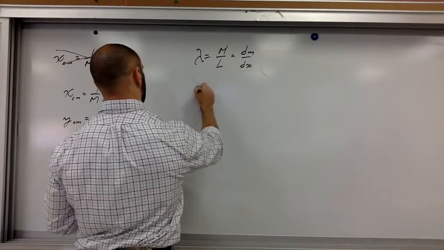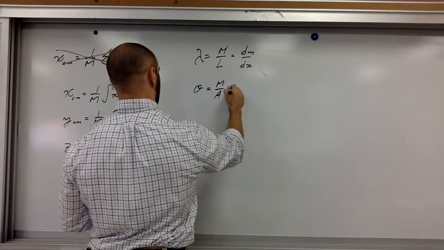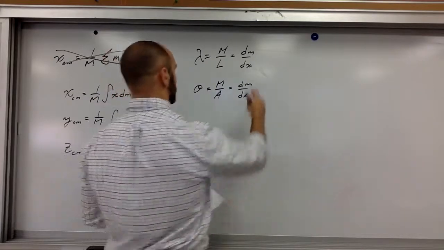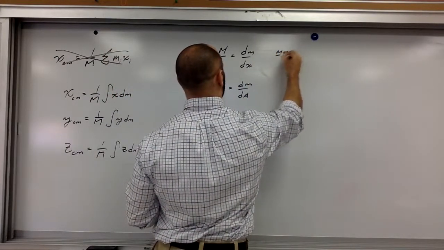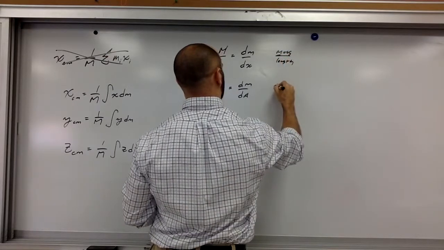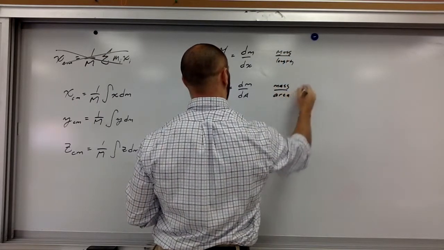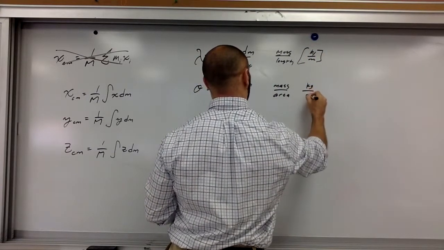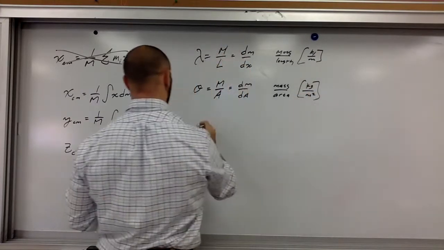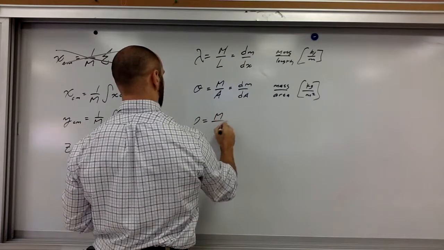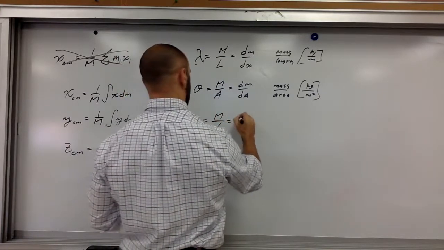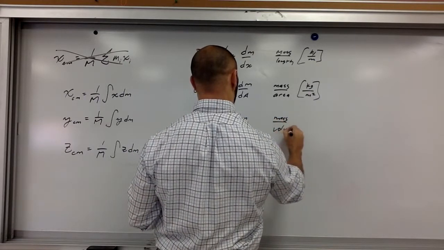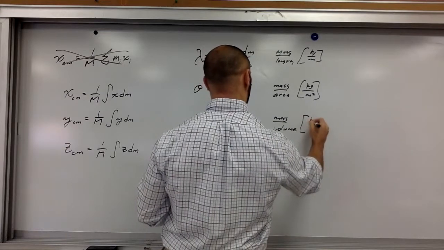And then sigma is going to be mass per area, so that's dm dA. So what are we looking at? This is mass per length, and this is mass per area. So this is going to have units of kilograms per meter, and this is going to be kilograms per meter squared. And then rho is volume mass density, so it's dm dV. So this is mass per volume, and this is kilograms per meter cubed.